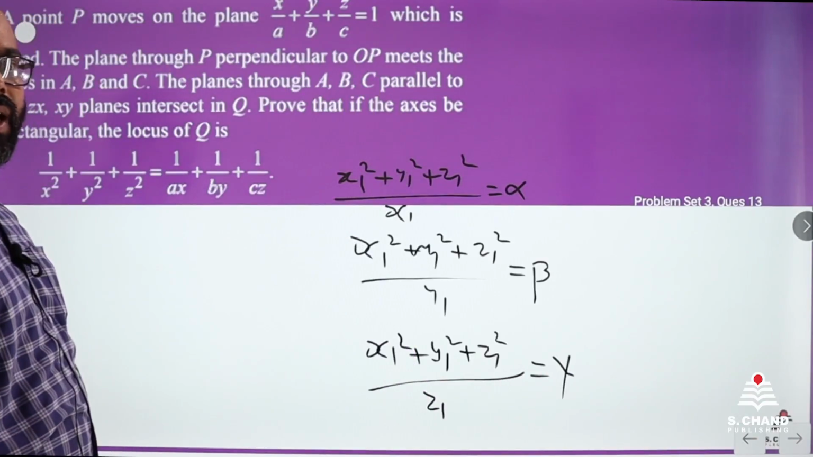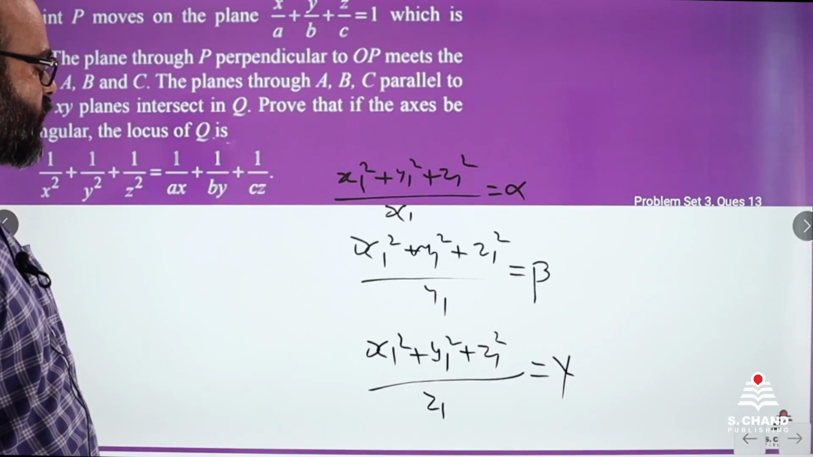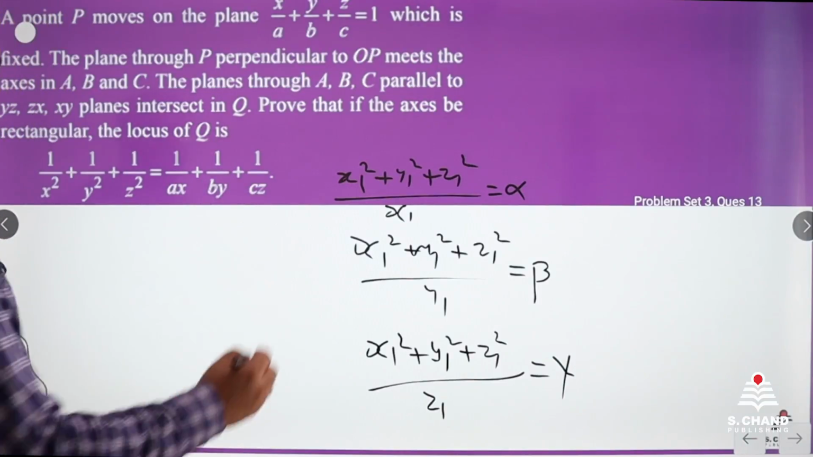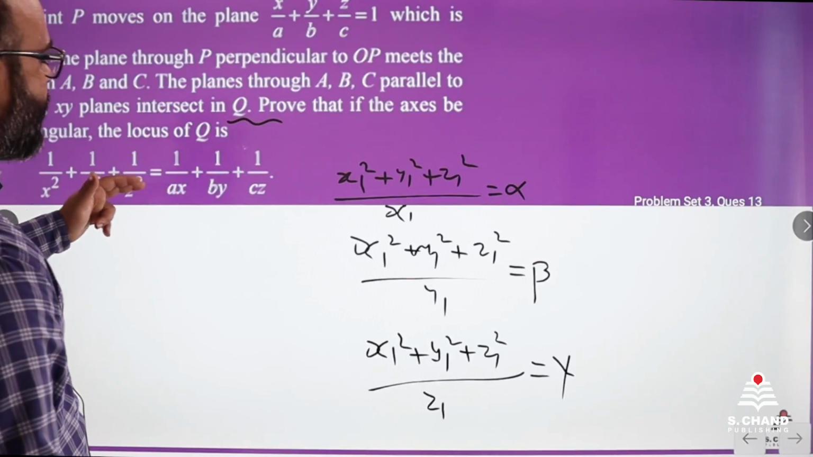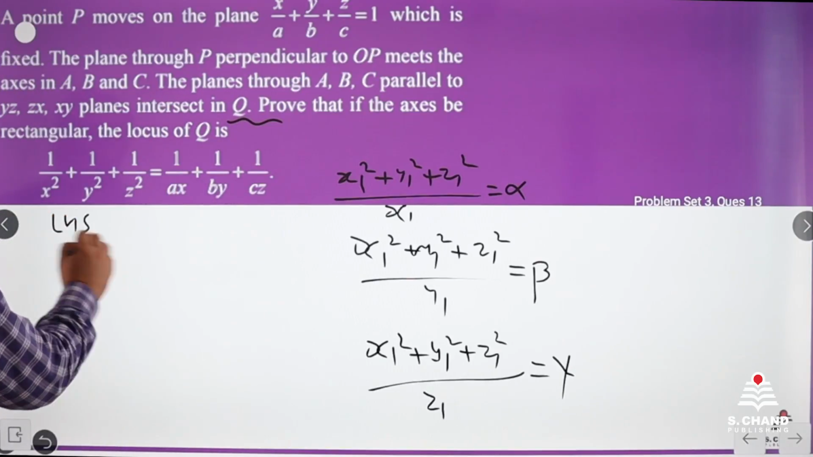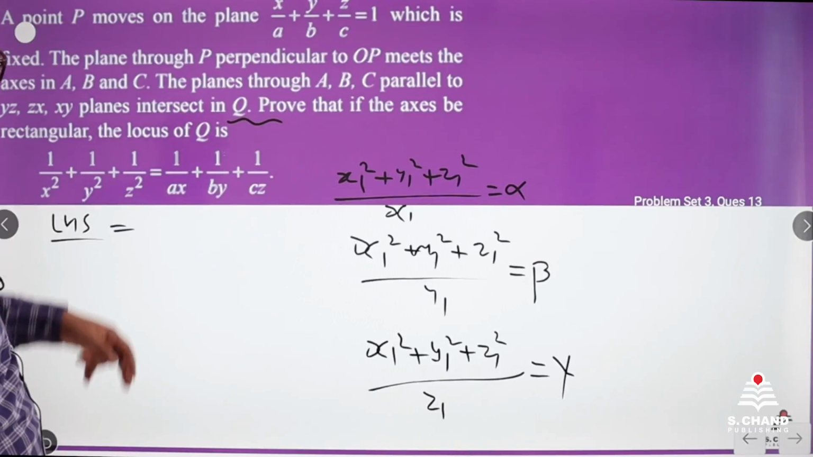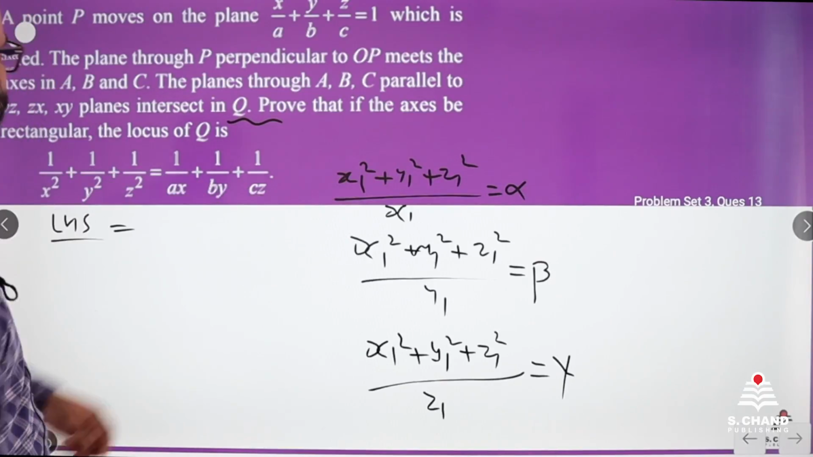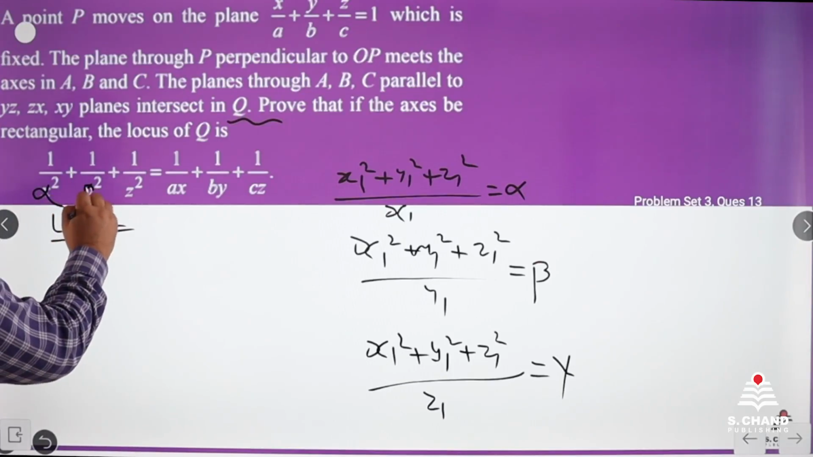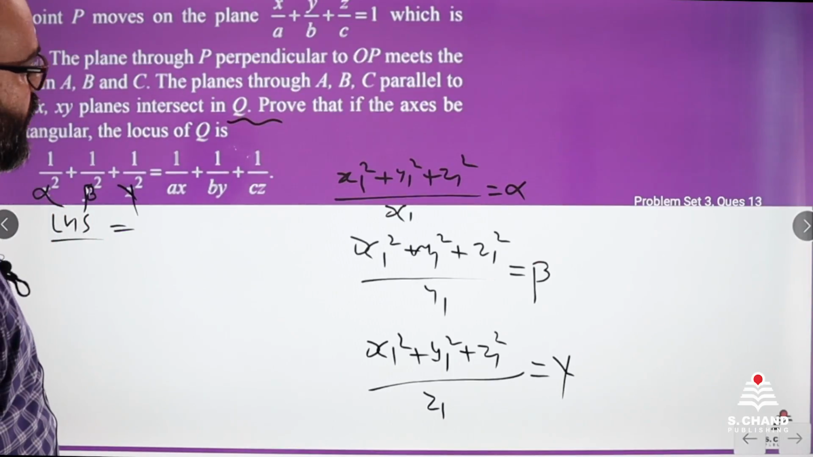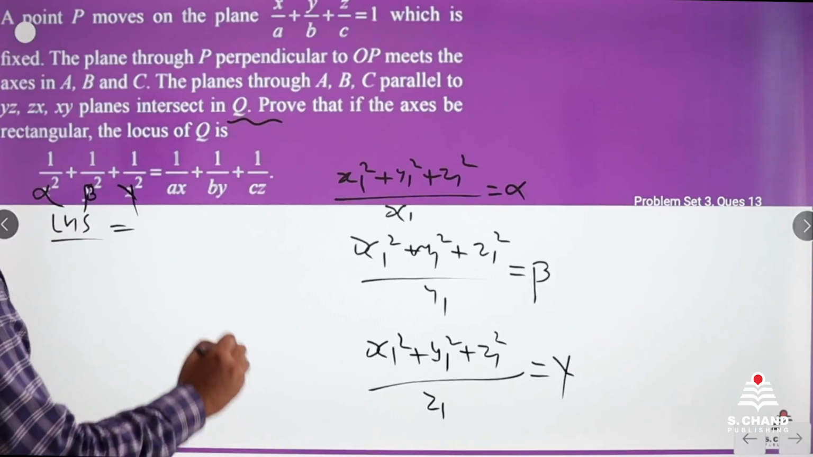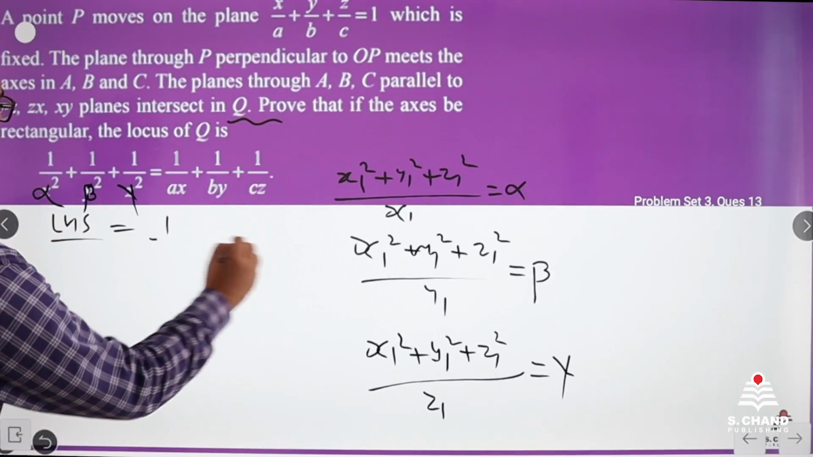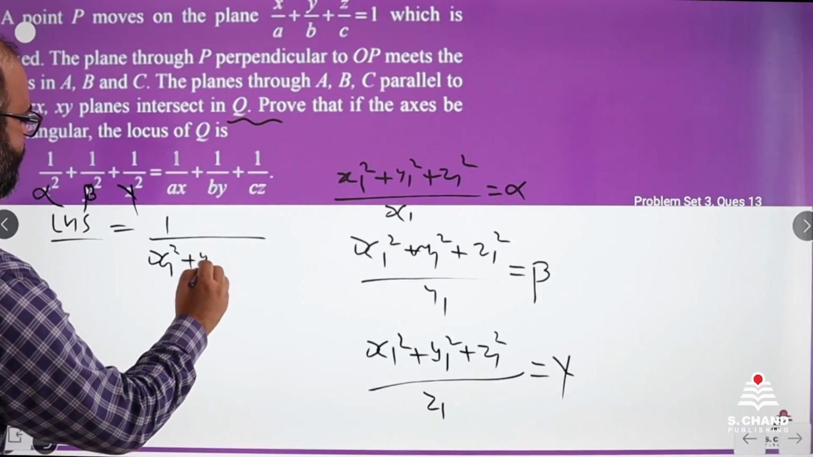So we have alpha, beta, and gamma. Now if we take alpha, beta, gamma as this point, then we have to prove that it satisfies this. So let us see the left hand side part, that is 1 by alpha square plus 1 by beta square plus 1 by gamma square. If we do this, 1 by alpha square becomes x1 square by x1 square plus y1 square plus z1 square whole square. So finally it will become 1 by x1 square plus y1 square plus z1 square.